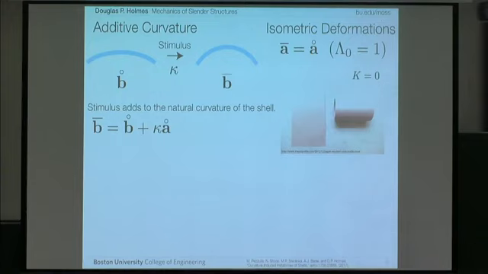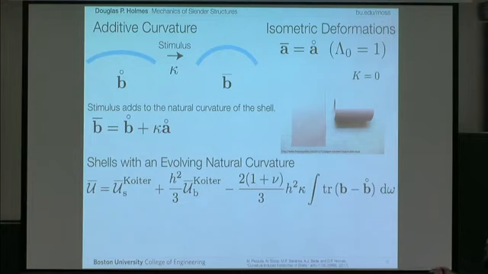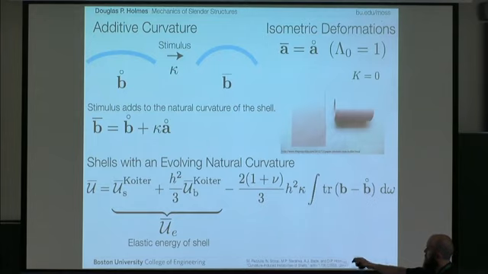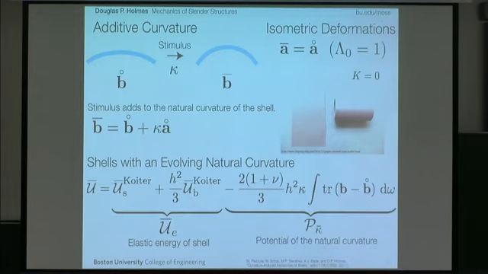This is really important because this allows you to do a little bit of algebra and then rewrite that equation that had the non-Euclidean shells with the red variables in it, and rewrite it like this, in which you recover Koiter's stretching energy and Koiter's bending energy, and you have this new term over here. And this new term looks kind of mechanical, right? This is the elastic energy of the shell. That's okay. And this kind of looks like a potential, right? This is a potential of a natural curvature.